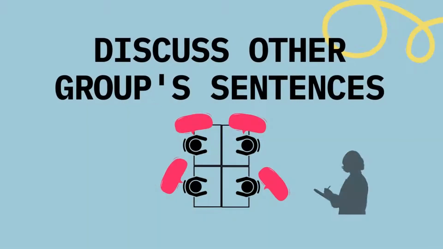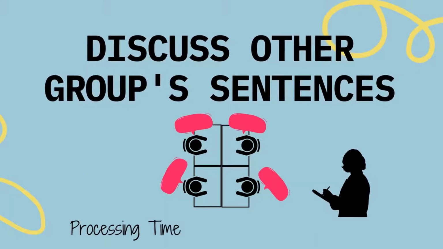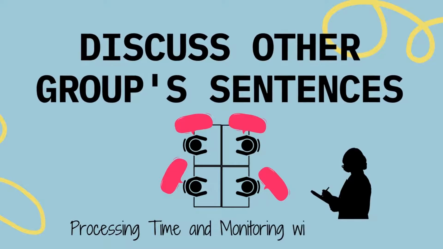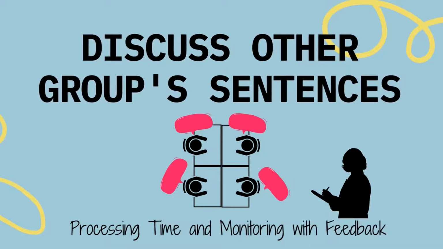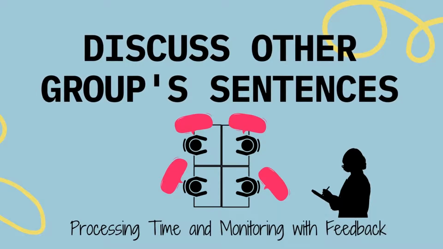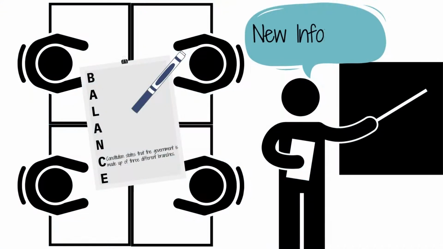When they receive their new acrostic poster, students should discuss the sentences on the new acrostic, providing additional processing time for the students and additional monitoring time for the teacher to check for understanding and give immediate feedback. The teacher will then present the next burst of information, and the students will complete the same process.